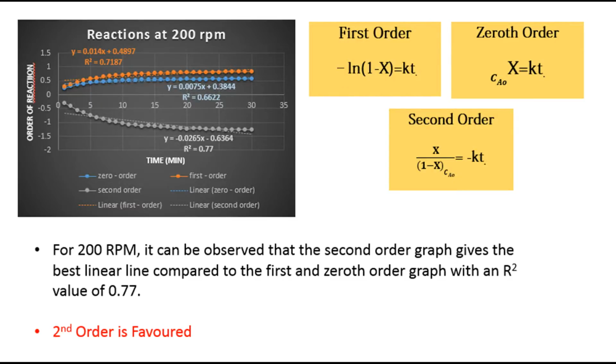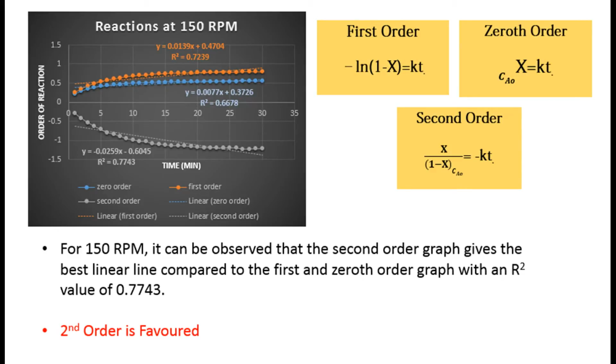We have to determine the order of the reaction to study the batch saponification reaction of ethyl acetate and sodium hydroxide. The stirrer is set to 200 rpm. In order to determine the best fitted line, we plotted 3 graphs: first order, second order, and zero order. The graph with the best fitted linear line will indicate the order of the reaction. For 200 rpm, it can be observed that the second order graph gives the best linear line compared to the first and zero order with the R-square value of 0.77. Thus, it can be concluded that the reaction favors a second order reaction.